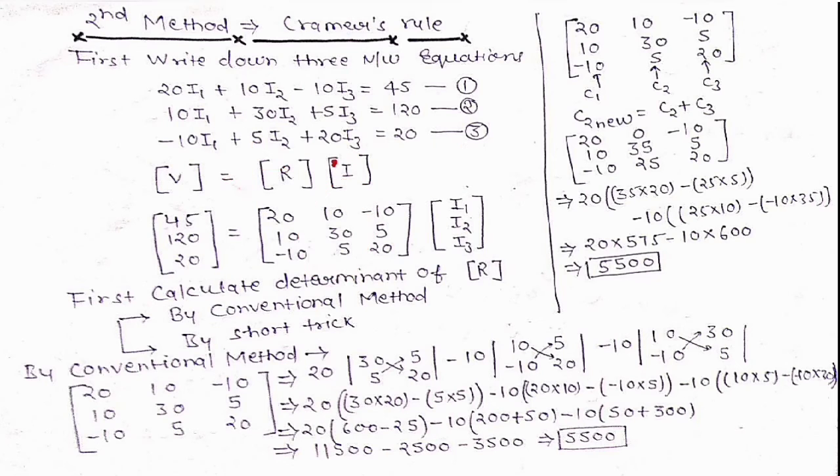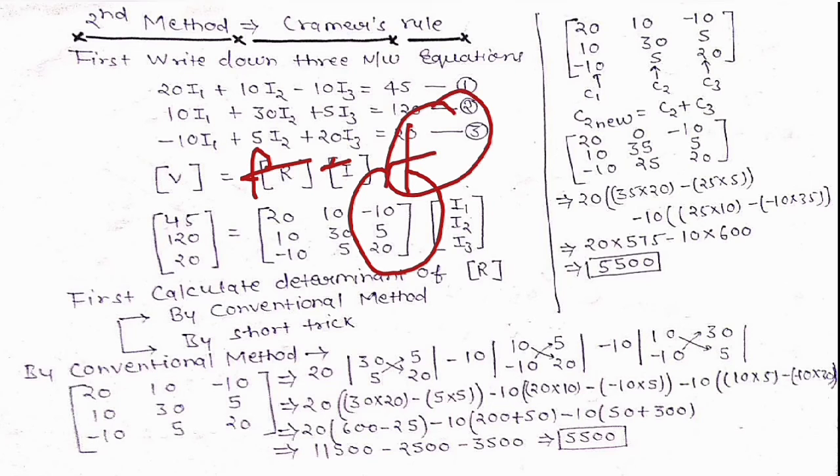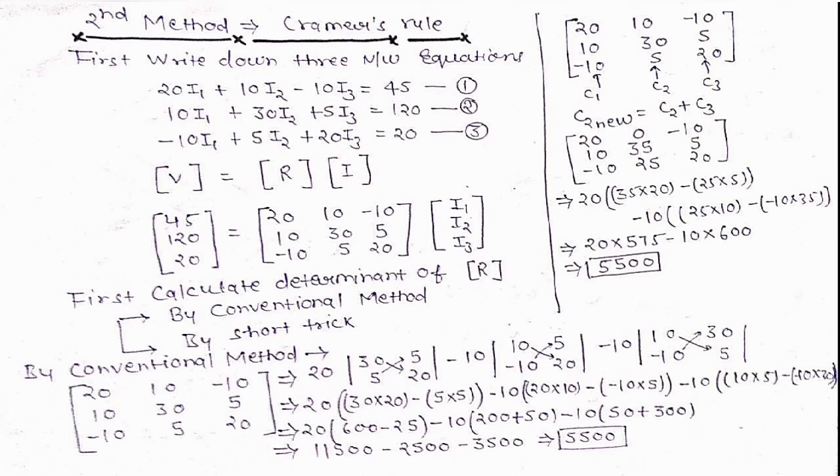So what is remaining actually? 10, 5, minus 10, 20. Write it down like this and take this determinant. Then the third one is minus 10. Again we know plus minus plus, so we do not need to change the sign. So write minus 10 here. Then what is remaining? This part is remaining.